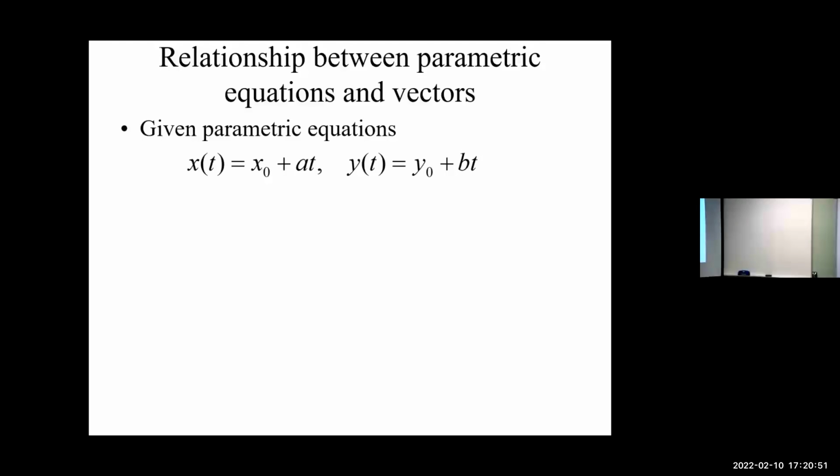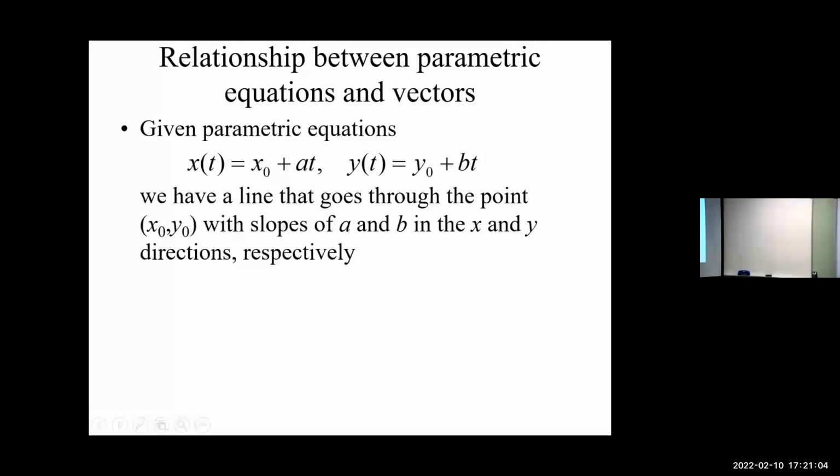We're going to look at some very specific things about parametric equations. Number one, this would be in 2D. So not right now, we're in the 2D plane. So this would be parametric equations that go through a point x0, y0, and they have a slope of a in the x direction and b in the y direction. Okay.